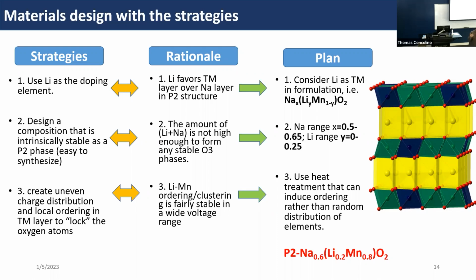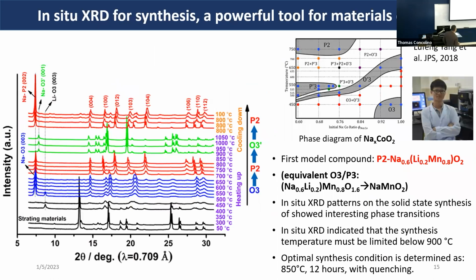You mix the starting materials together and put it in the crucible, in the furnace, and fire it up, and they go whatever they like, right? So how do we control them? Here we can get some help from in-situ XRD for synthesis. Fortunately, we have this in-situ XRD for synthesis in our lab.